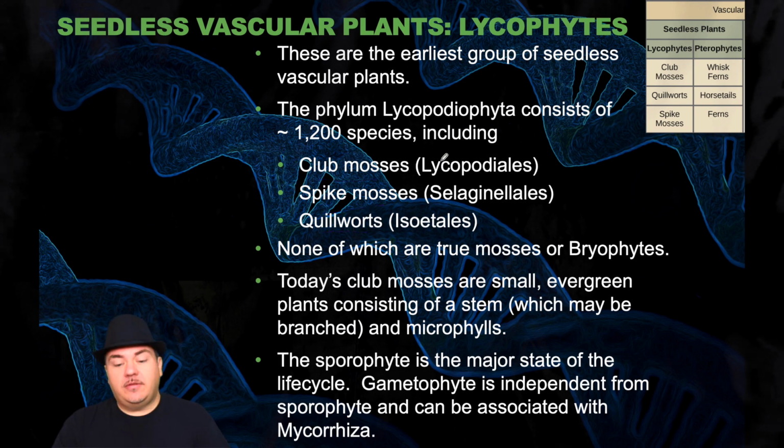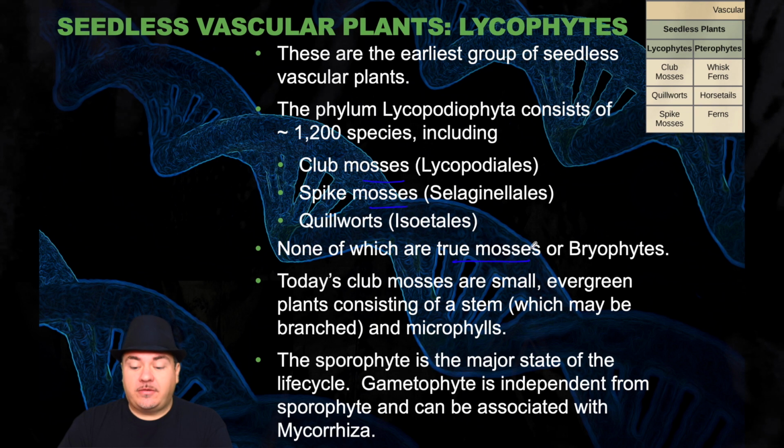Now note, even though their name says mosses, these are not true mosses. Actual mosses are the bryophytes. Mosses are the non-vascular seedless plants. These that are not true mosses are vascular seedless plants. Today's club mosses are small, evergreen plants consisting of a stem, which may be branched, and microphylls. The sporophyte is the major stage of the life cycle. The gametophyte is independent from the sporophyte and can be associated with mycorrhizae.